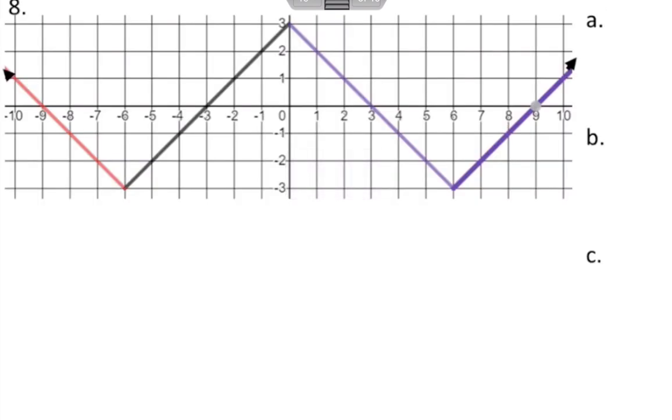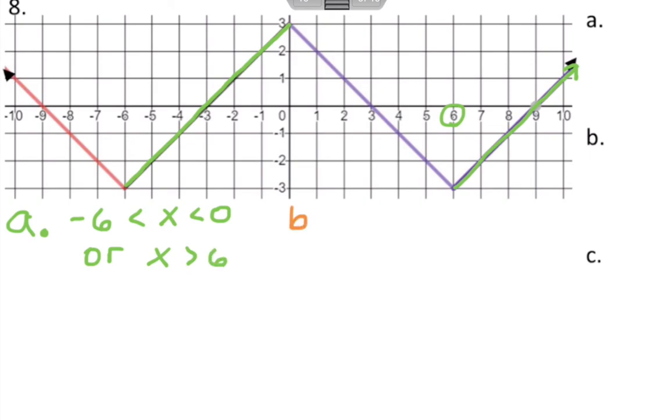Number 8, f of x increasing, going uphill from left to right. So that happens on that portion of the graph, so that's from -6 to 0. Again, you're looking at the x values. Or, we also have the second part, everything to the right of 6, so x is greater than 6. F of x decreasing, that's going downhill from left to right. That happens everywhere to the left of -6, and also between 0 and 6. And it never happens where it's constant, so empty set.